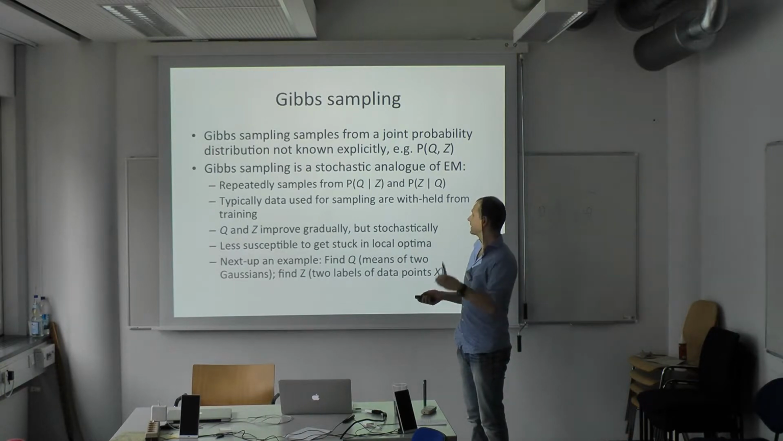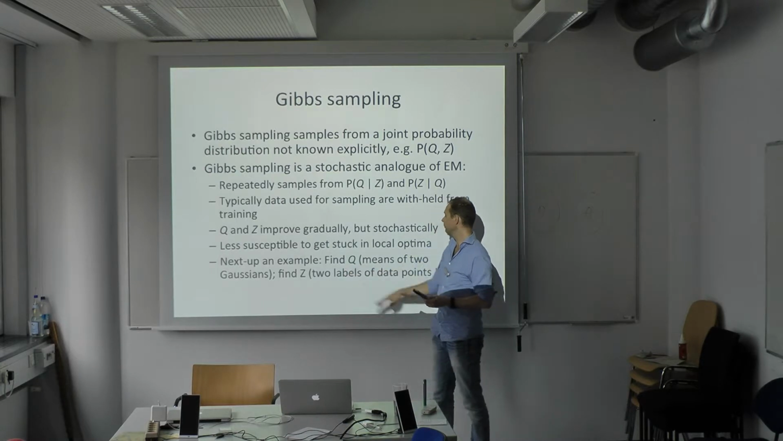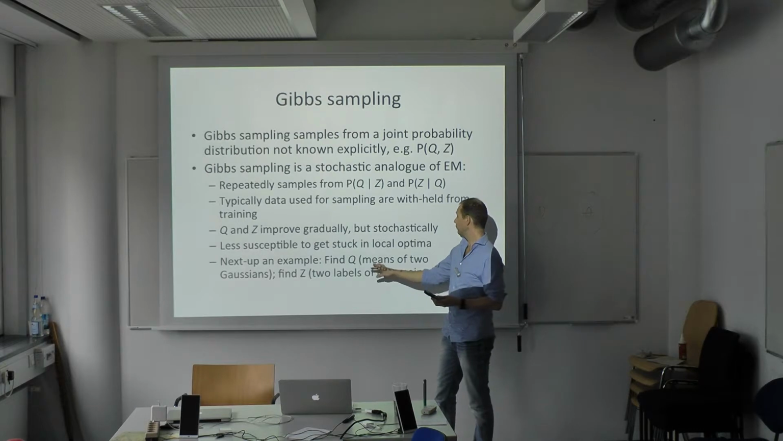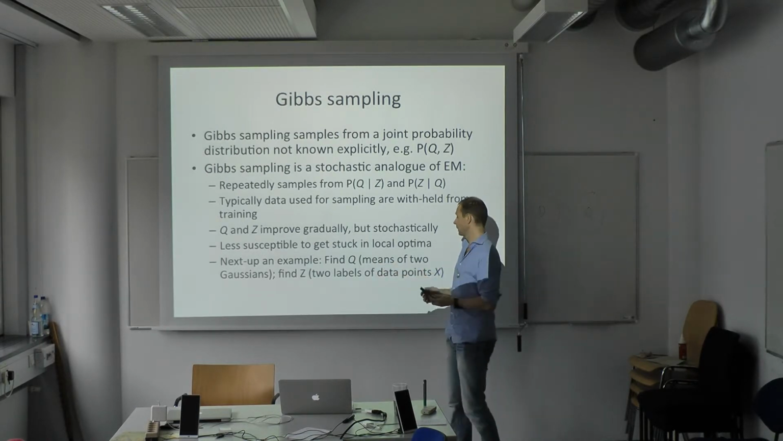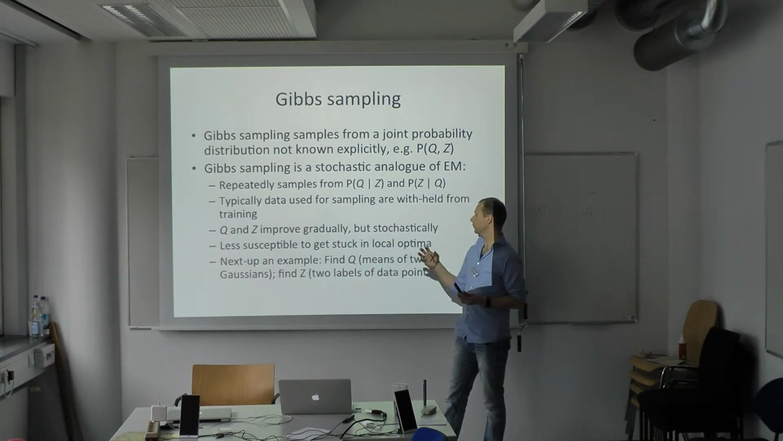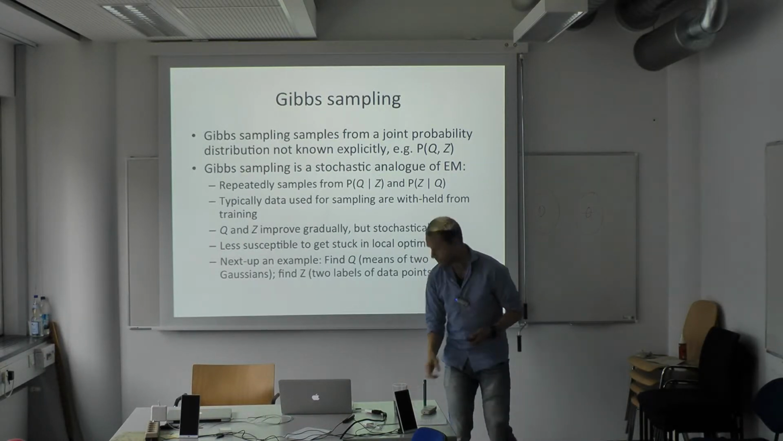Because of this stochasticity, it's less susceptible to getting stuck in local optima, so it's therefore preferred in some problems, but essentially they're doing the same thing. Okay, so we're going to go through an example where we find Q, which in this case will not be a motif profile, it will be just means of two Gaussians. And we're going to find Z, which would correspond to labels of data points.